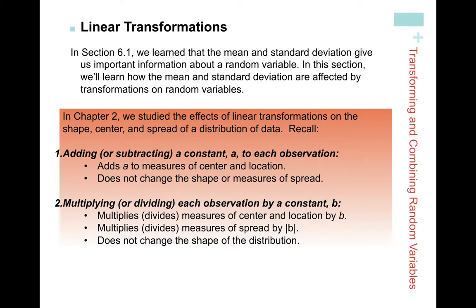But the shape of the distribution does not change, and the spread, so the standard deviation or the variance, does not change. Also recall that if we multiply each observation by a constant b, we also multiply the measure of center and location by b. We multiply the measures of spread by the absolute value of b. But the overall shape does not change.